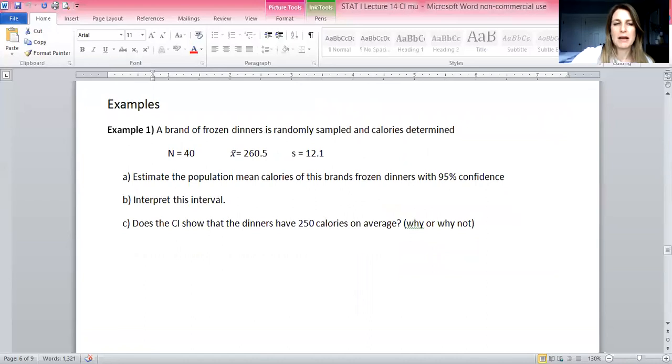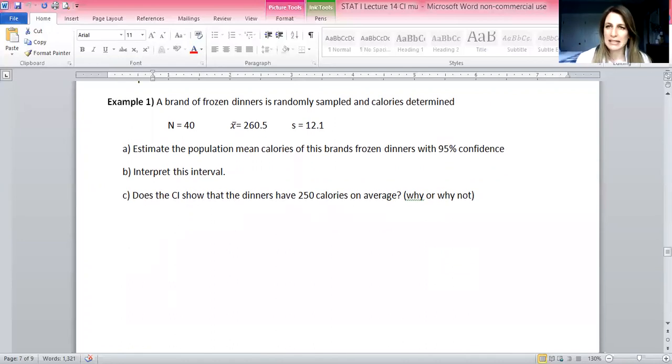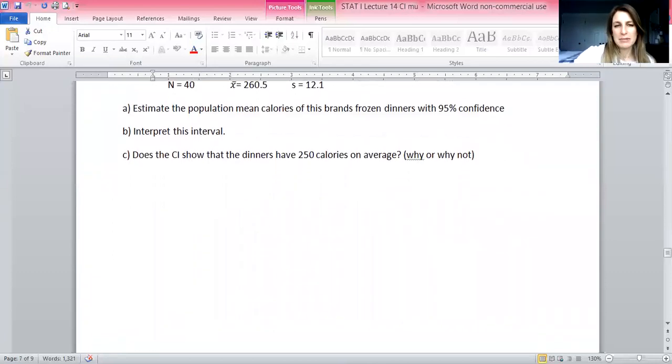Let's take a look at this example real quick. A brand of frozen food dinners is randomly sampled and calories are determined. Our sample size is 40, our sample mean is 260.5, and our sample standard deviation is 12.1. I want to estimate the population mean. When the word estimate is there, that's how you know you're calculating a CI. And then it continues to say with 95% confidence, so then you can confirm what you were thinking, that it's a CI. Then I want to interpret that value and I want to answer the question.